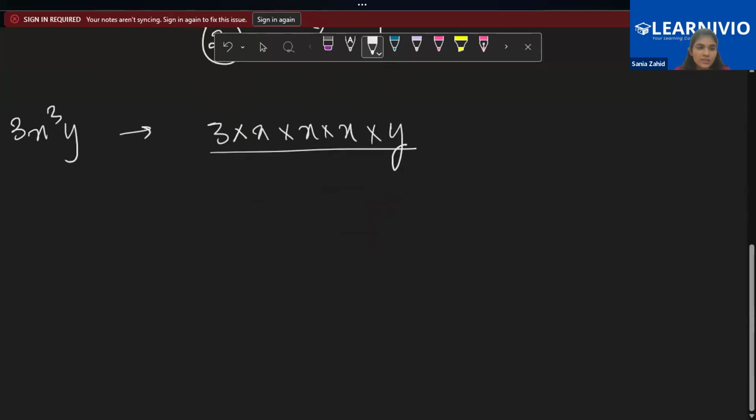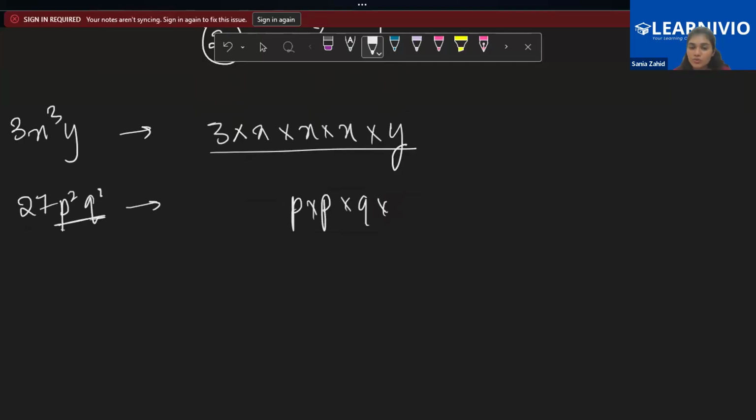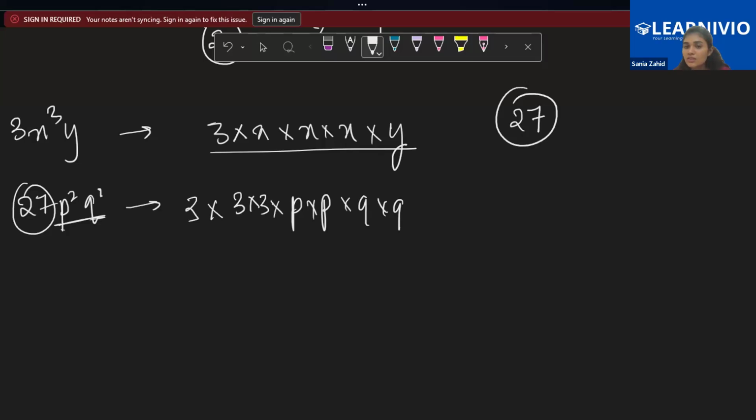Right? Now next is 27 p square q square. So now first of all look at the variables. The variables are p square and q square. That becomes p into p into q into q. Now look at the number. The number is 27. Do the prime factorization of 27. So prime factorization is 3. Okay. Then you get 9. So again 3 and again 3. Right. So this is the irreducible.